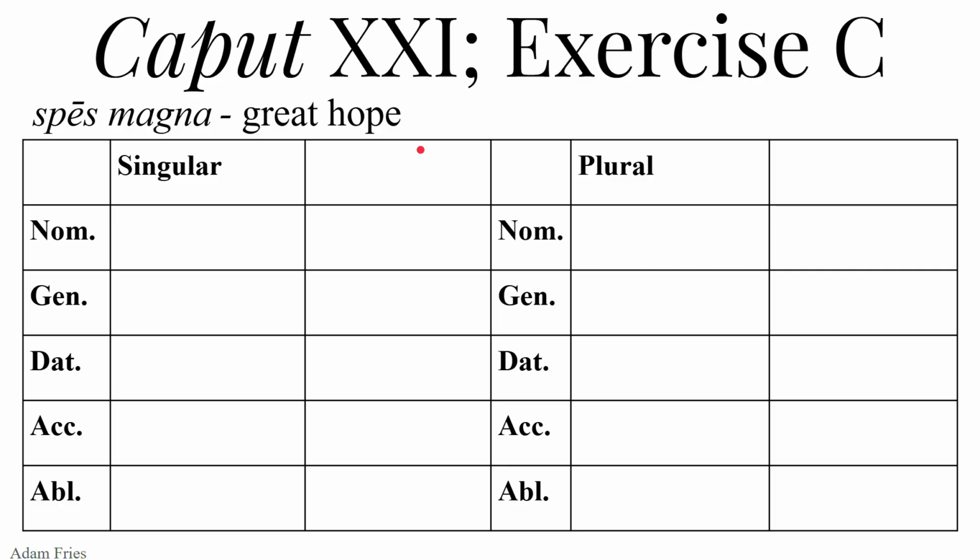Now let's add magna. So magna, that comes from magnus, a, um. So magnus, magna, magnum. So that's a first and second declension adjective. So that means that magna is going to have first declension feminine endings: a, ae, ae, am, a, ae, arum, is, as, is, attached to the magn stem. So magna, magnae, magnae, magnam, magna, magnae, magnarum, magnis, magnas, magnis.